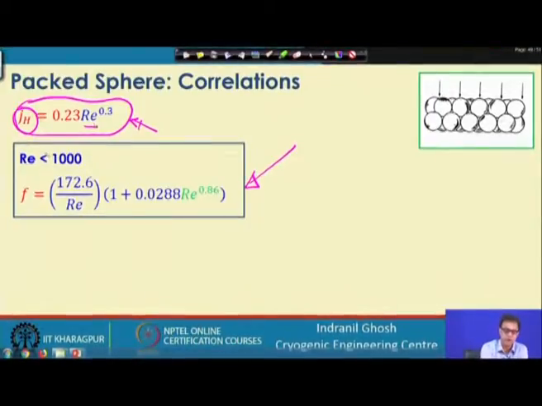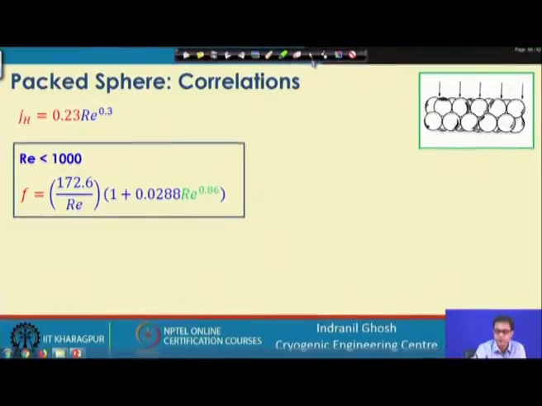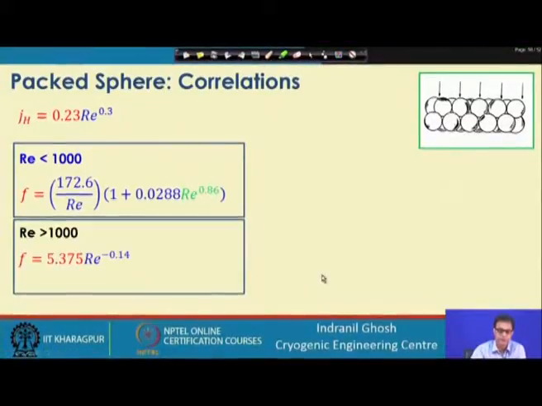So, for the Reynolds number, we have a correlation for Re less than 1000, and we also have correlations available for Re greater than 1000. So, we have these two correlations. Depending on the Re values, we have to use either this one or this correlation for the friction factor, which, as we know, is important for the calculation of the pressure drop.